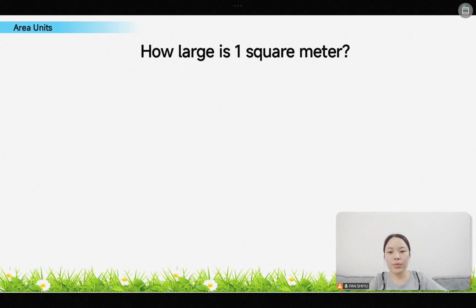So what if we measure the area of the classroom floor? Is it appropriate to use square decimeters? Based on our previous experience, you will quickly realize that we need to use a larger area unit.